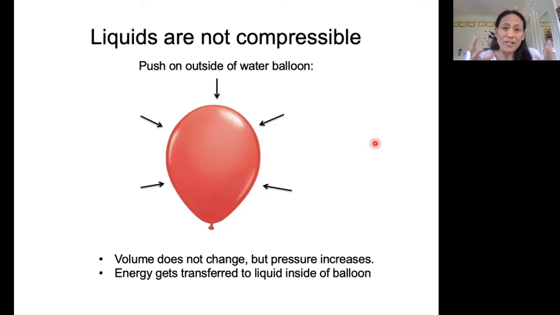So this happens in the heart too, right? When the heart pumps, we exert a lot of pressure on the blood. That's going to allow the blood to move through the cardiovascular system.